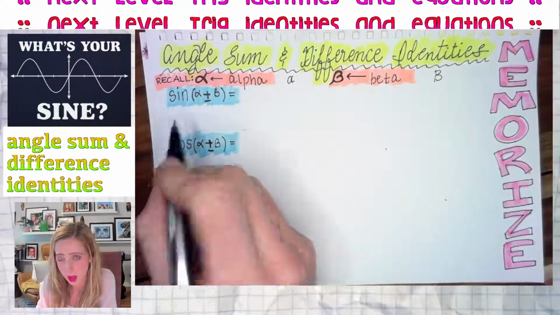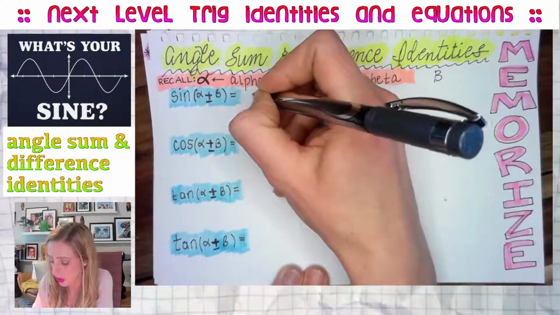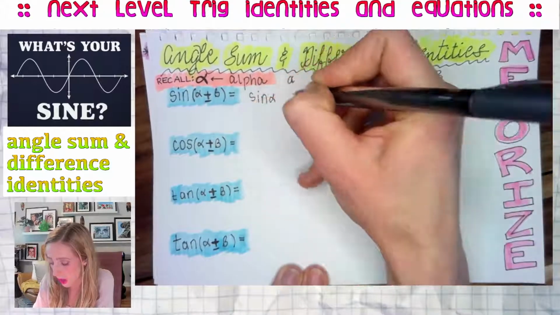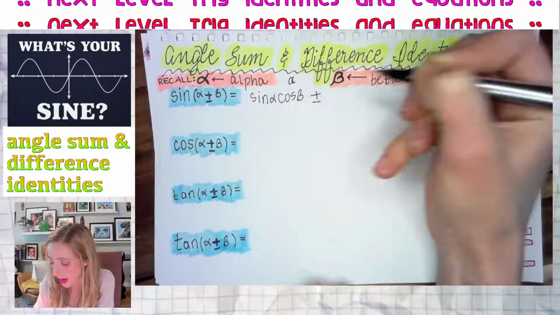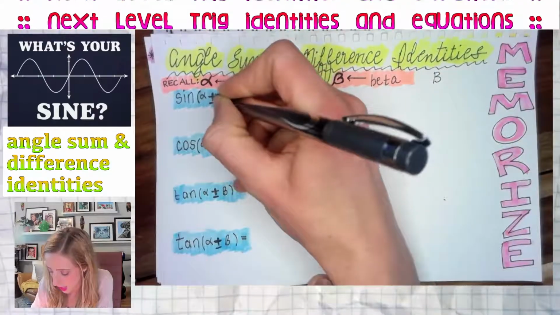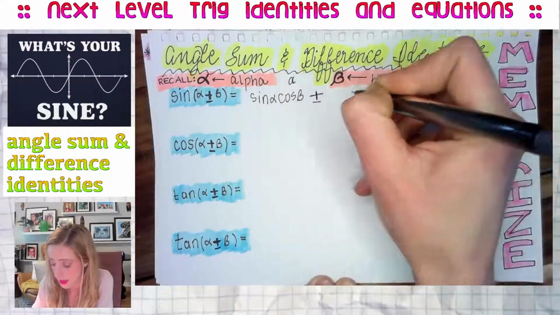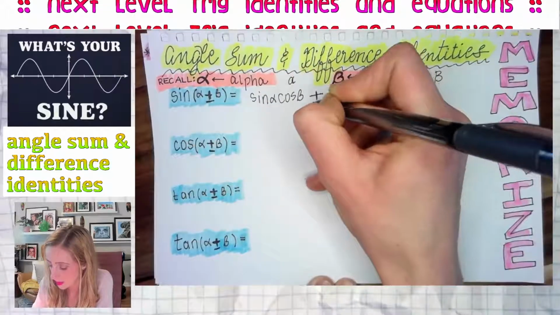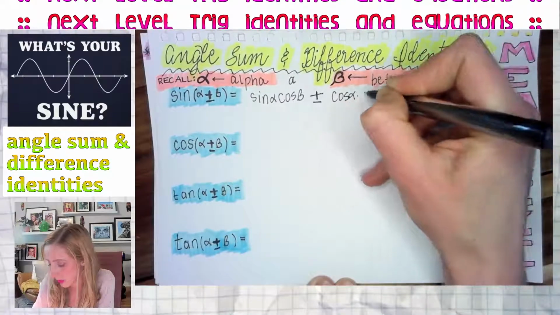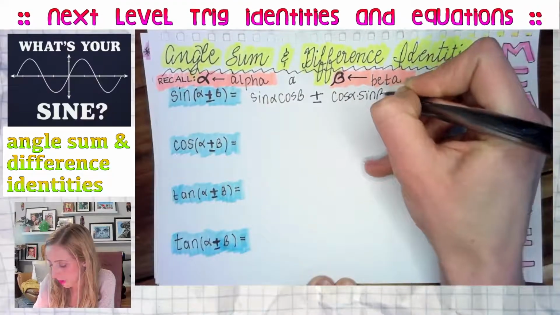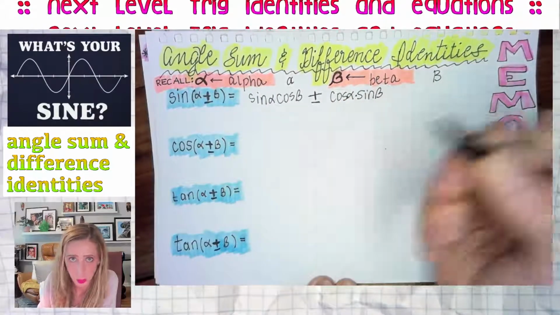The sine of alpha plus or minus beta will be equal to the sine of alpha times the cosine of beta plus or minus. If plus is involved, if it's adding, then plus is in the identity on the right side. If it's minus, then we use minus. Cosine alpha times the sine of beta. Now, I didn't put a dot there. I did put a dot there. They're both multiply.